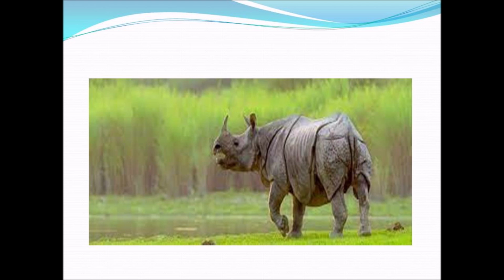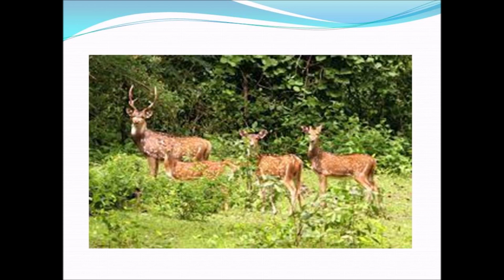Look at the picture here, children. This is the picture of a rhino in Kaziranga National Park. And this picture here shows deer in Kaziranga National Park.